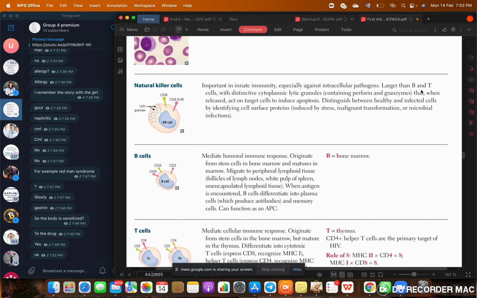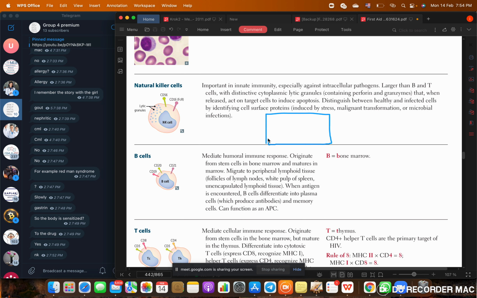So it's larger than B and T cells with distinctive cytoplasmic lytic granules containing perforins and the granzyme that, when released, act on the target cells to induce apoptosis. It distinguishes between healthy and infected cells by identifying the surface proteins which are present on the MHC class 1. It can be induced by stress, malignant transformation, or microbial infection.